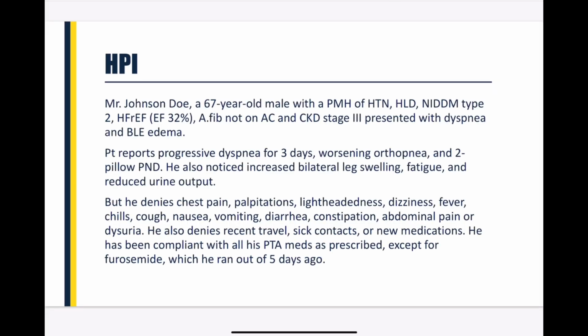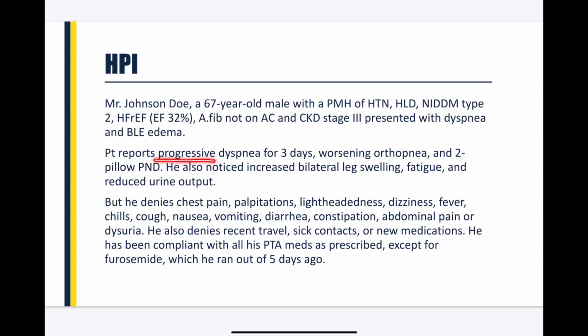So here's our patient. This is Mr. Johnson Doe, a 67-year-old male with a past medical history of hypertension, hyperlipidemia, type 2 diabetes, not on insulin, HFrEF, ejection fraction 32%, AFib, not on anticoagulation, and CKD stage 3, presented to the ED with shortness of breath and bilateral lower extremity edema.